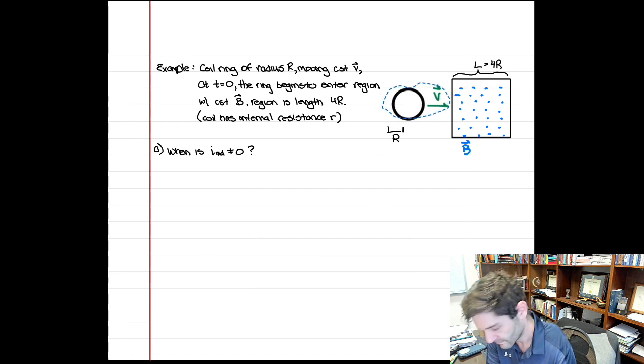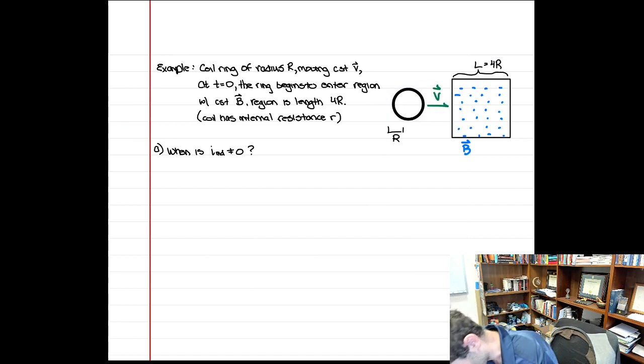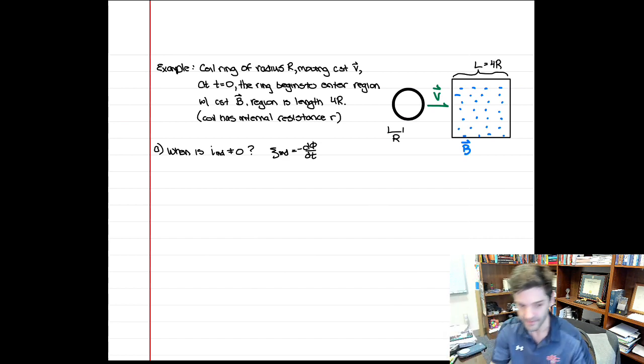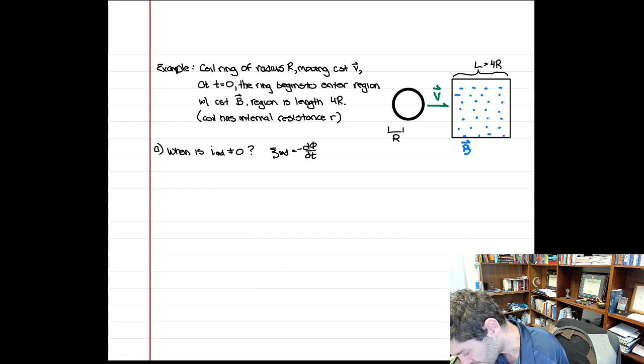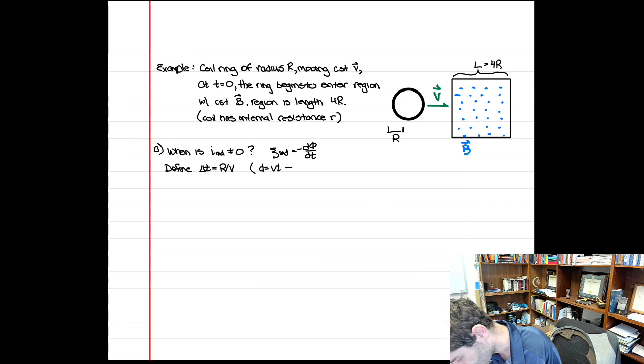So, when is the induced current non-zero? Since the induced EMF is given by a change in the magnetic flux, the magnitude is just the derivative. Of course, Faraday's law has that negative sign. Then we could define, say, delta t as just big R over V. What's that? Well, if distance is velocity times time for a constant velocity, then the time it takes to go the radius of the ring is just R over V.